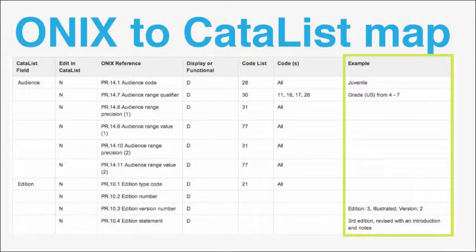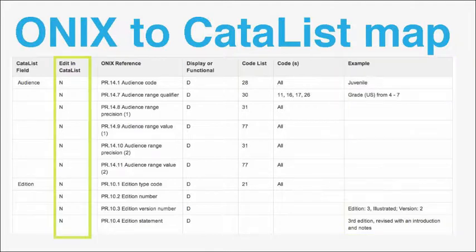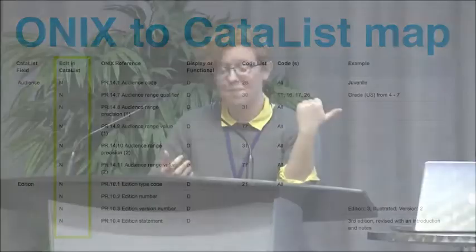That's what the piece of information is going to look like. So you see that third edition revised with an introduction and notes on your CataList page, and you know that it's coming from pr.10.4 in your ONIX file. Cool. This, though, is the most important thing that you want in using your CataList as a really great solution for a catalog: whether or not you can edit it in CataList, right? These are all no's. I promise you that there are some yeses. Just this particular selection happens to be no's, and I'm sorry.